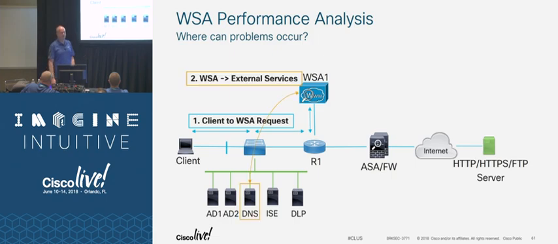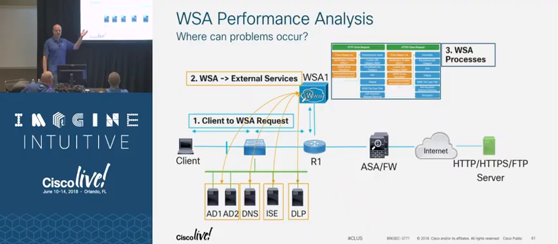Well, the WSA talks to a lot of external services. It needs to do DNS. It needs to do authentication. It might be looking up CDO information from ICE. Maybe that service is down. Maybe it's sending traffic to DLP. All these different things can slow down the transaction. Then we have the WSA processes. So this is where you can hurt yourselves. Maybe you have some very inefficient policy on here. Maybe the policy is not configured properly. Maybe it's doing something different than you thought it would.